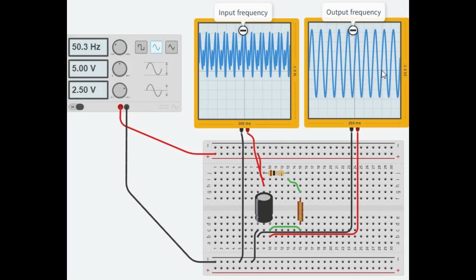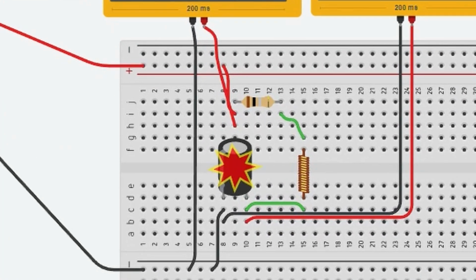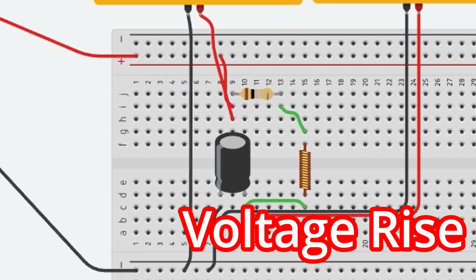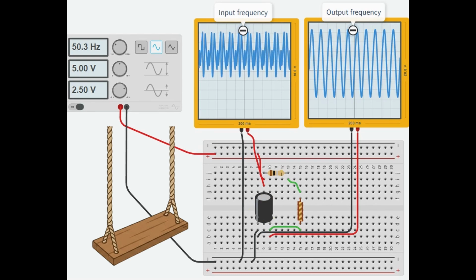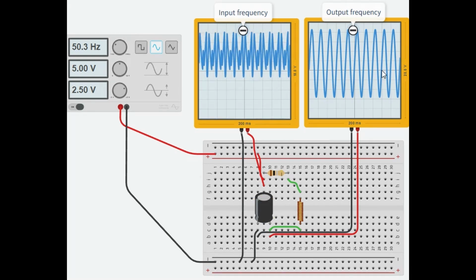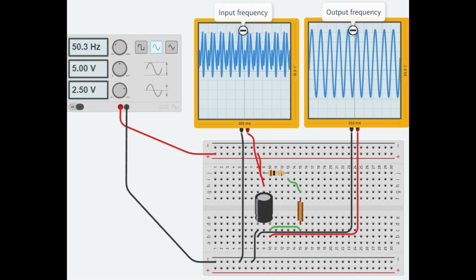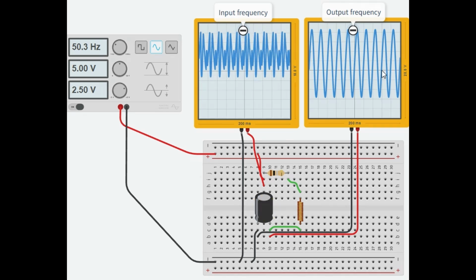Let's check the voltage after applying a frequency of 50 Hz. The voltage keeps increasing. We call this voltage rise. It is the same as energy accumulating when pushing a swing. This can cause capacitor destruction and damage to ICs or circuits.